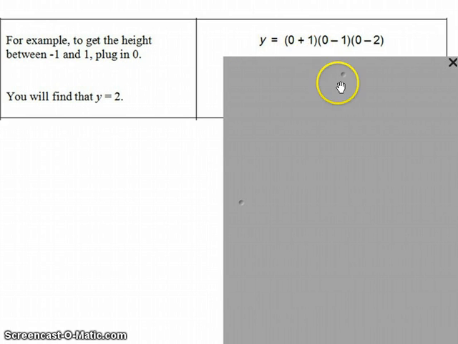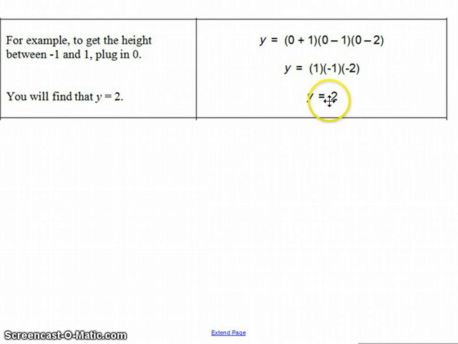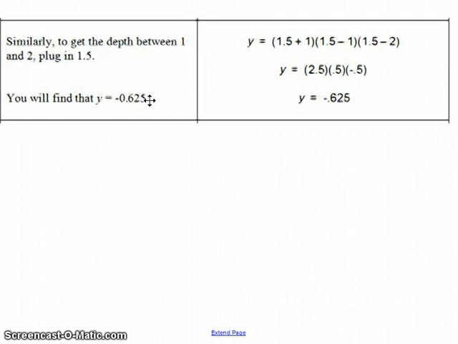So now I've got 1 times negative 1 times negative 2, which turns out to be 2. And so you'll find that y is 2 when x is 0. And similarly, if you wanted to know the depth between your intercept at 1 and your intercept at 2, plug in the halfway point, plug in 1.5. And here, 1.5 plus 1 becomes 2.5, and so on down the line here. And if you multiply these out, you're going to find you end up with y is equal to negative 0.625.